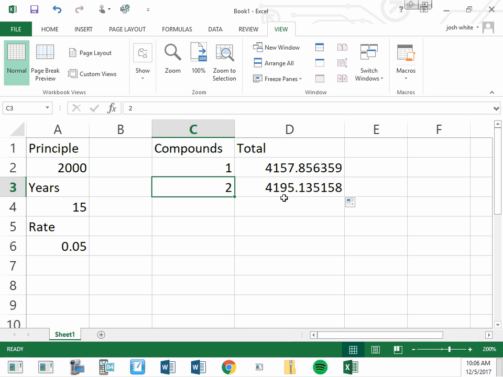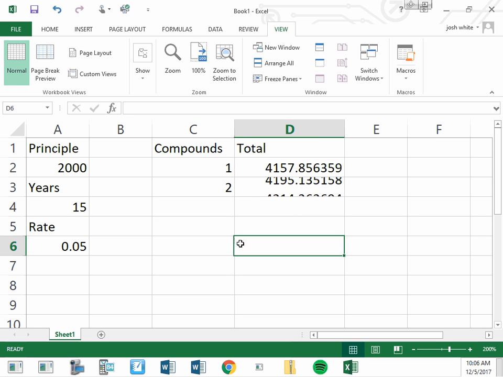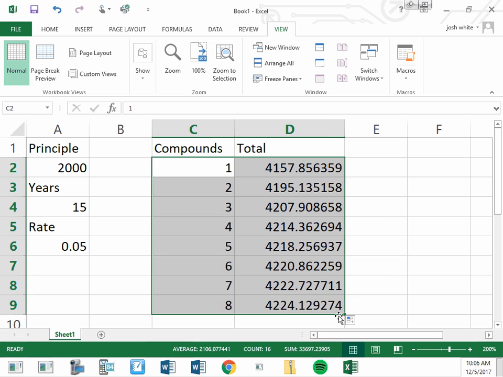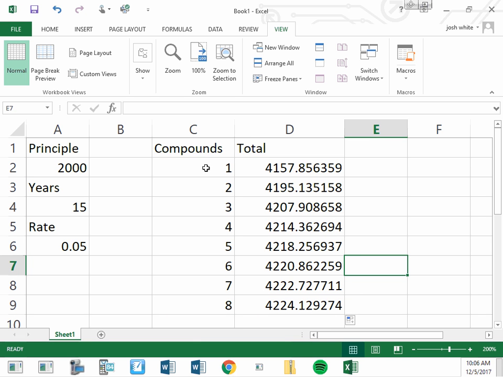$38 extra dollars. I could type in 3 or I could type in 4, but what I want to do is compare this value with this value. So I'm just going to make a whole bunch of these. Going from 1 to 2 we gained $38, going from 2 to 3 we gained, what is that, $12? And going from 3 to 4 we only gained 7. So it's going down, right?